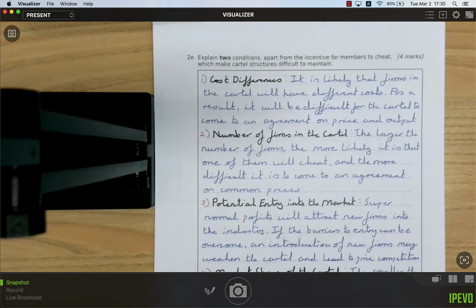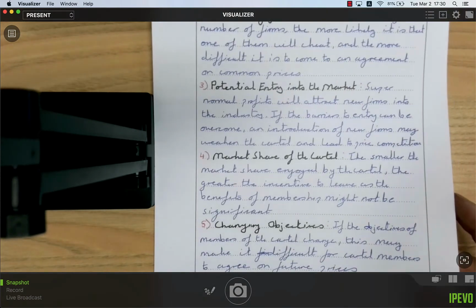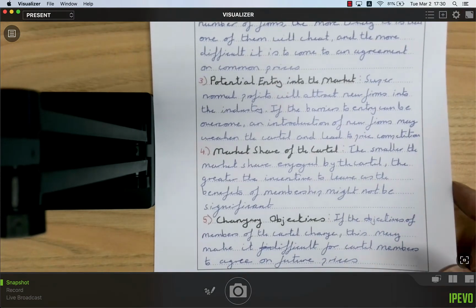There's just too many people. It would just collapse immediately. And that's why there is collusion in oligopoly, or at least can be, because there's very few firms, so it's easier to come to an agreement.